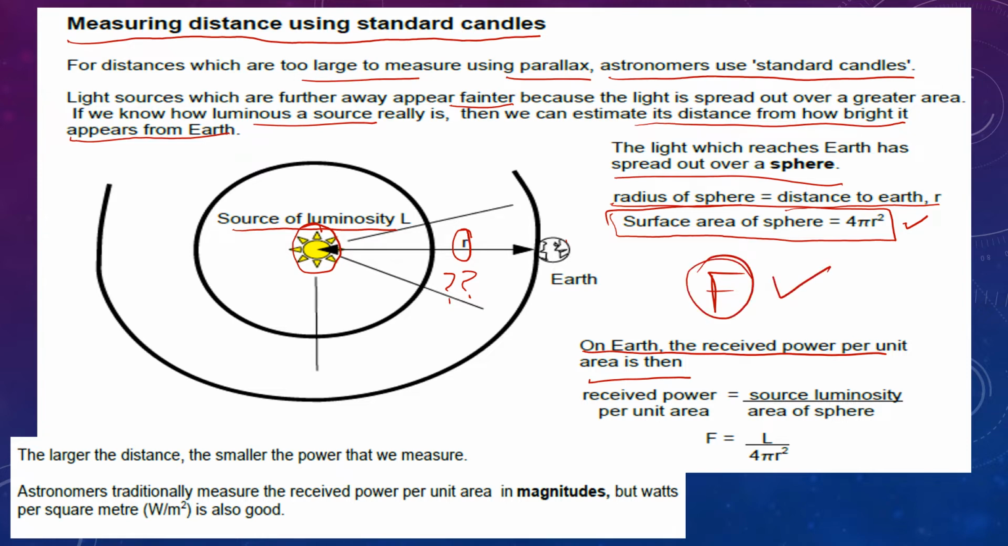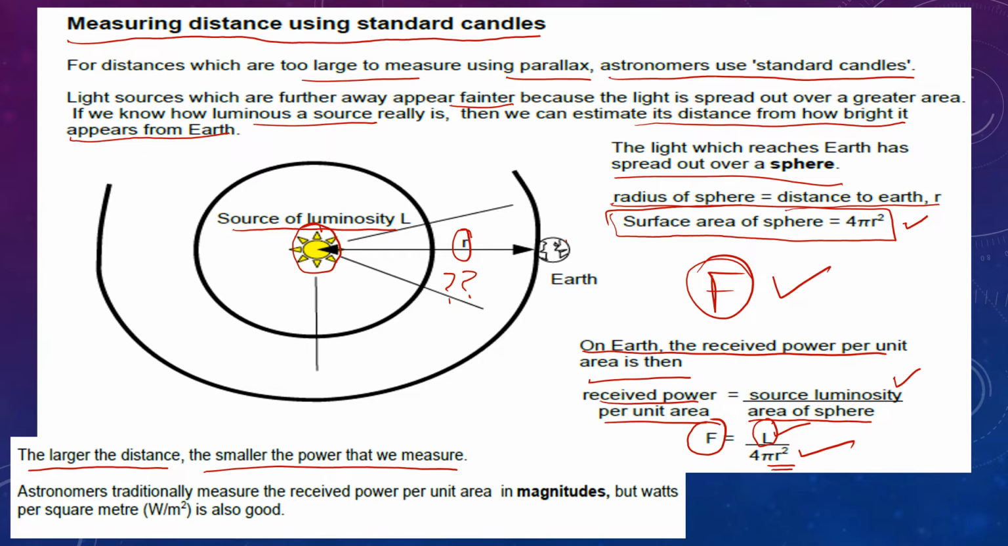Then the next things are the source luminosity and the area of the sphere. We know the received power per unit area, which is F, and we know the luminosity through certain methods which we'll discuss later. So we know F and we know L, and using these we can find r. The larger the distance, the smaller the power that we measure.